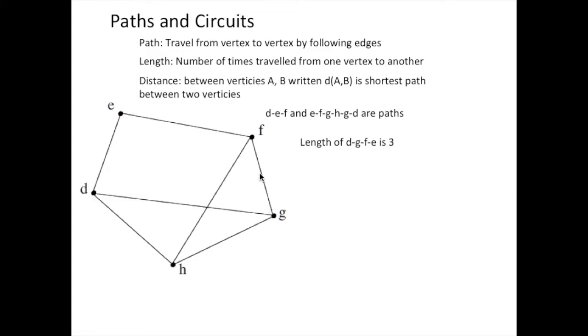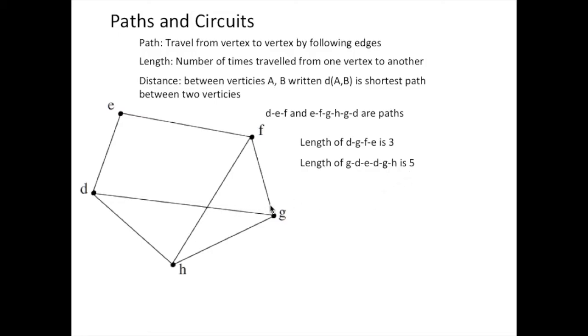G to F is another one, so that's 2. F to E, that's 3. D to G to F to E is 3. Don't count the letters, but you can count the spaces in between the letters, the little dashes. Notice 3 dashes. Length is 3. The length of G, D, E, D, G, H is 5.